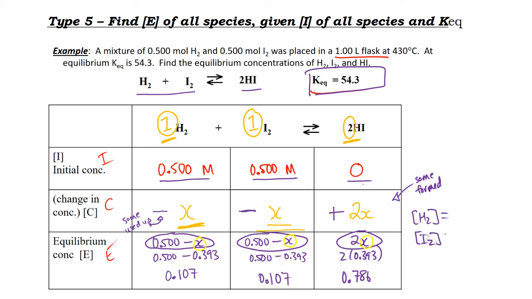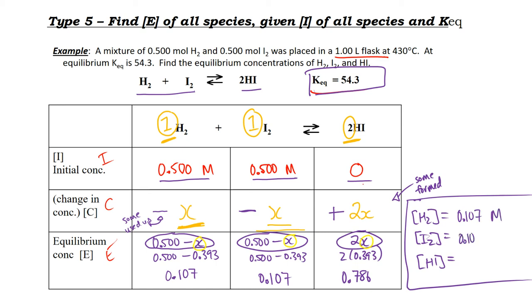So my final answer, I would write out really clearly, since it asks for equilibrium concentration. You've already got the answers, it's just good practice to give your final answers really clearly, especially with units. So 0.107 molar, 0.107 molar, 0.786 molar. And there's my final answer for all 3 equilibrium concentrations. If you want, you could test this. We can look at that together in class just to check our answer.